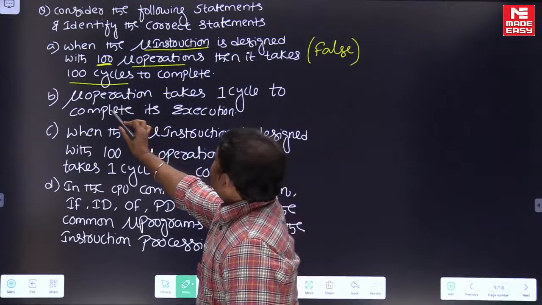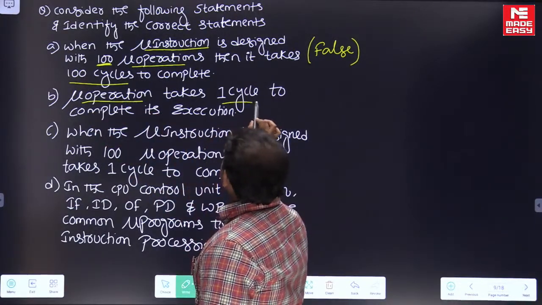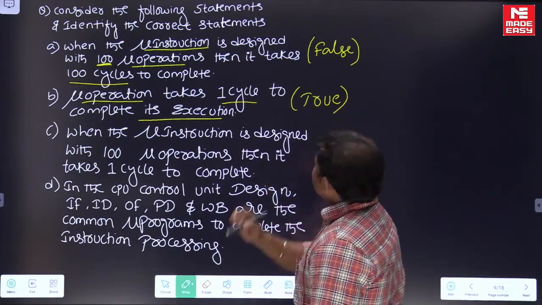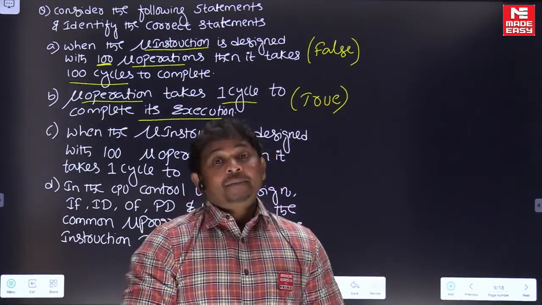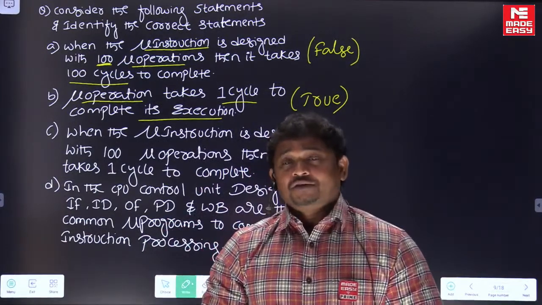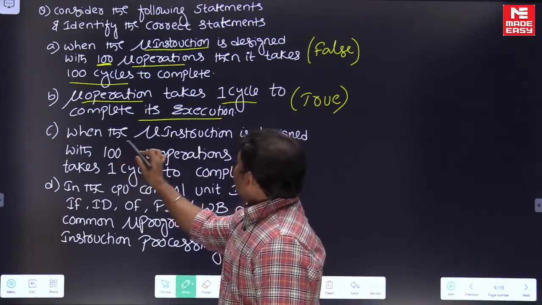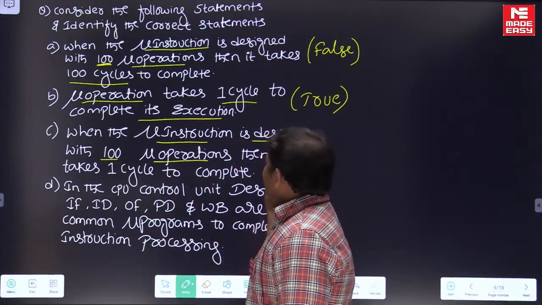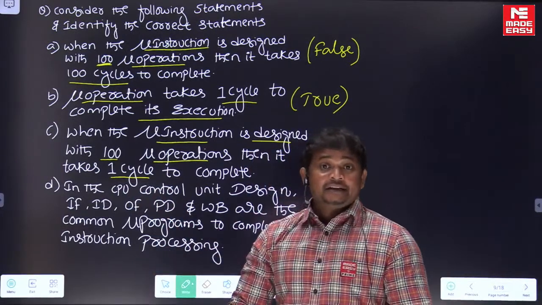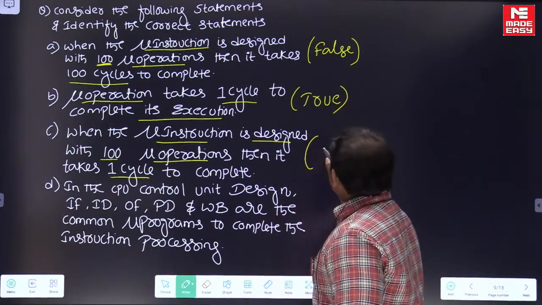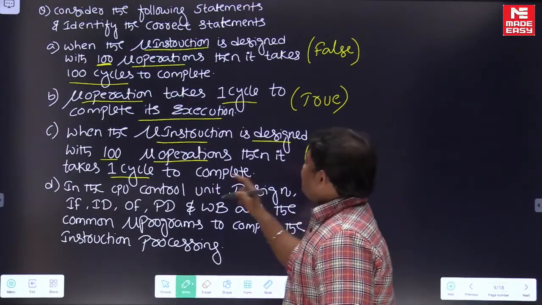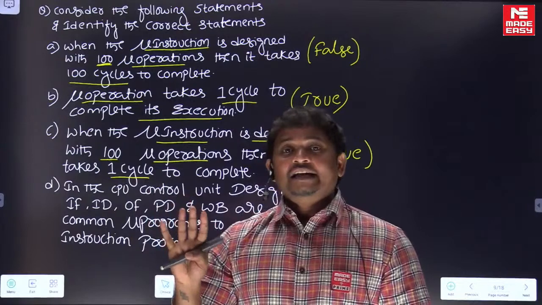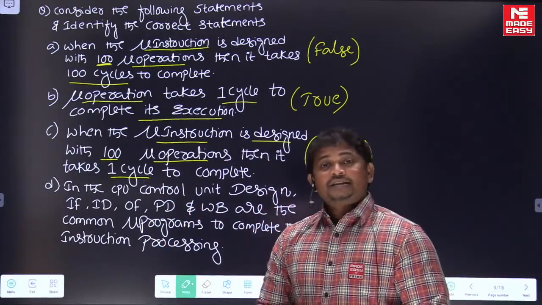Second statement: a micro operation takes one cycle to complete its execution. Yes, this is true. A one-cycle operation is a micro operation. You know the basic definition. Very nice. Next, when a micro instruction is designed with 100 micro operations, then it takes one cycle to complete. Yes, this is true because these 100 micro operations run in parallel. When they run in parallel, it takes only one cycle.